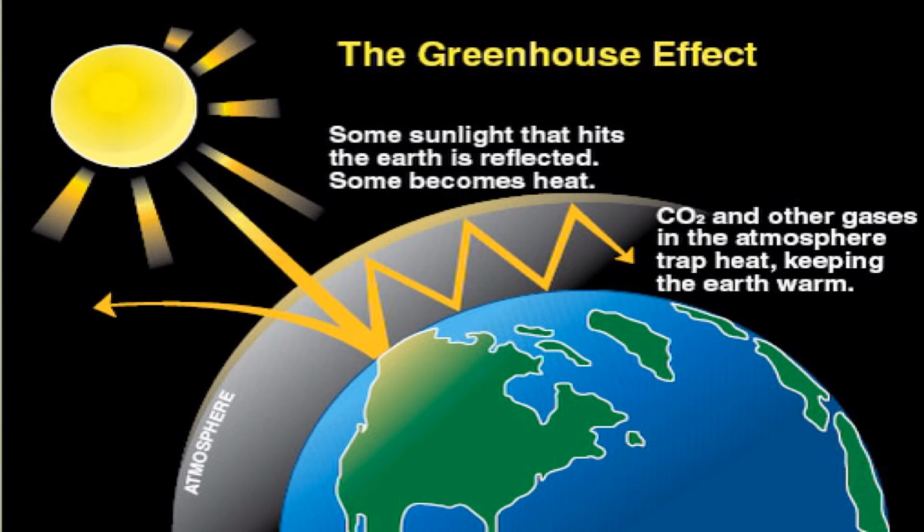So let us look at what a diagram of the greenhouse effect would look like. Here we have the sun heating up the earth, and around the earth we are seeing the atmosphere. In that atmosphere, that layer of gases around the earth, that's the layer that would contain the greenhouse gases: carbon dioxide, ozone, nitrous oxide, water vapor, methane.